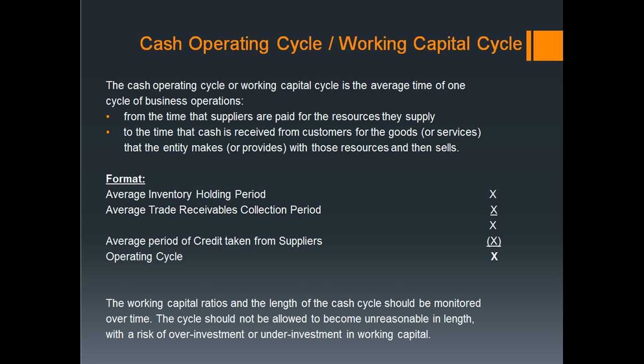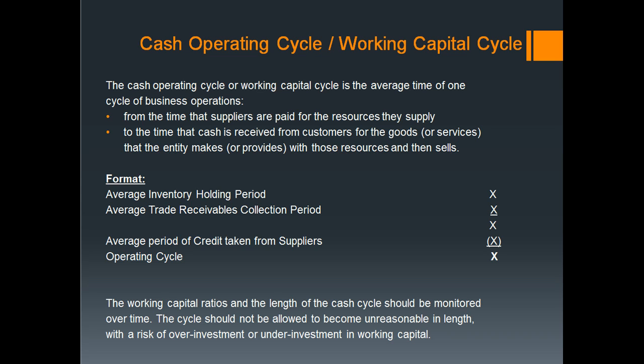Let's mathematically see what the cash operating cycle is. Cash operating cycle equals average inventory holding period, then you add average trade receivables collection period, and then you deduct average period of credit taken from suppliers. Now the end figure will tell you the number of days in which you will receive cash.